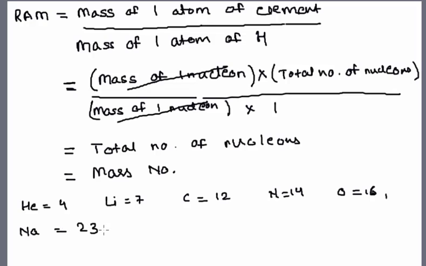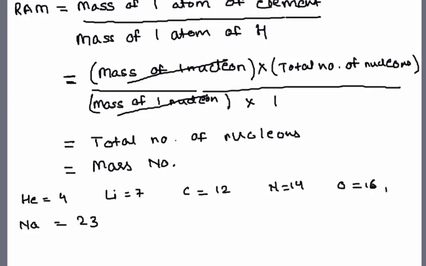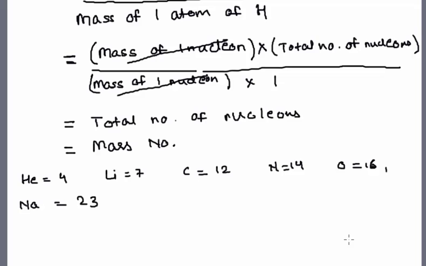So what do these numbers basically stand for? These numbers basically stand for the total number of nucleons present in the atom. Fine. So when I say that sodium has an Rm of 23, it means that one atom of sodium has 23 nucleons. When I say that helium has an Rm of 4, it means that one helium atom has 4 nucleons, and that is why helium is 4 times heavier than hydrogen. Why? Because hydrogen has just one nucleon and helium has 4 nucleons, so its mass is 4 times.